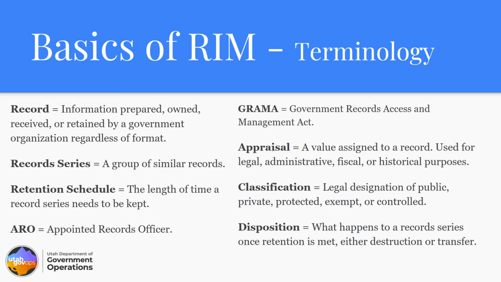Appraisal is a value assigned to a record and is used for legal, administrative, fiscal, or historical purposes. Classification is the legal designation of a record, and it can be public, private, protected, exempt, or controlled. And disposition is what happens to a record series once retention is met, and that disposition is either destruction or it is transferred to the archives. And all of this terminology can also be found in the Utah Code.